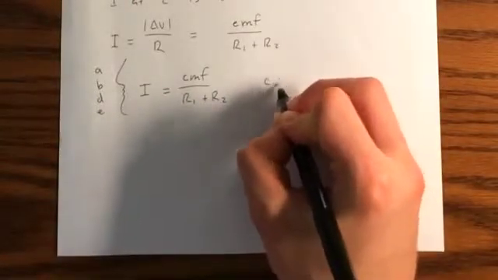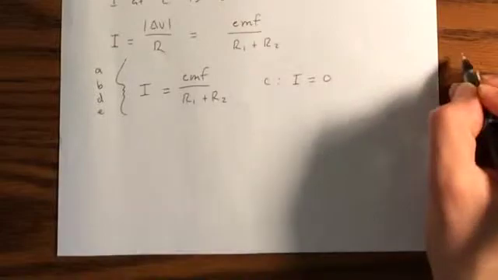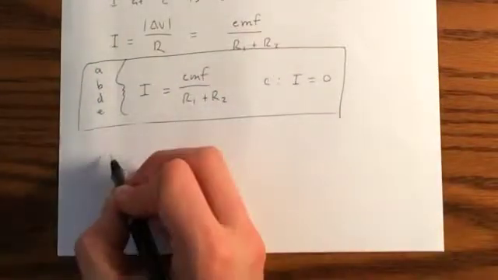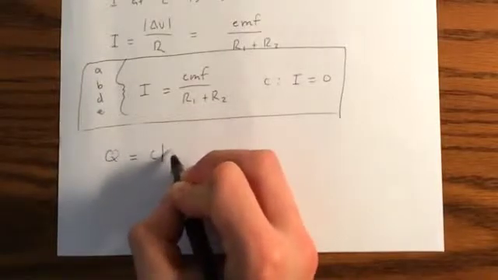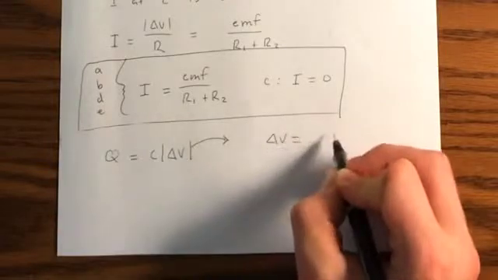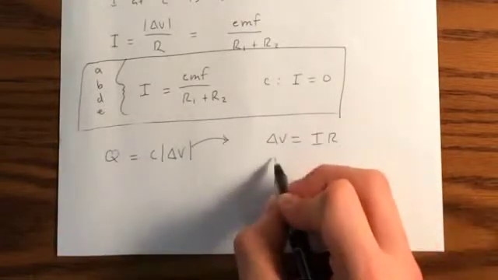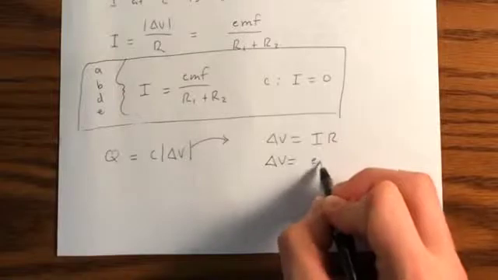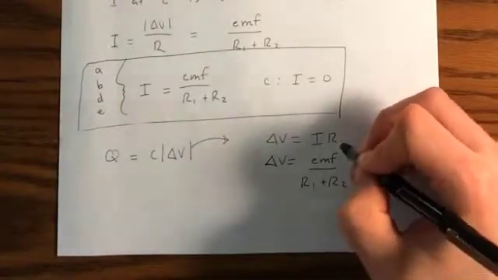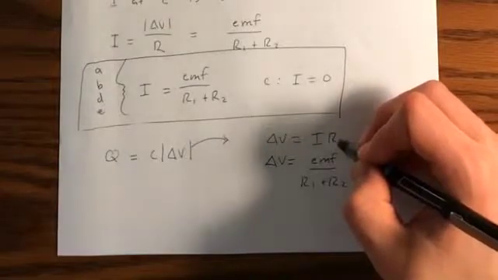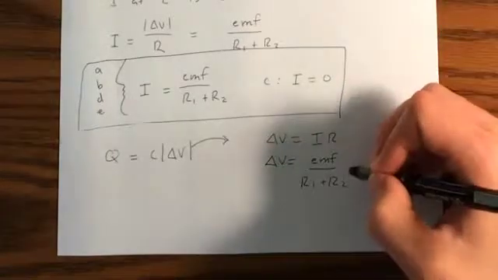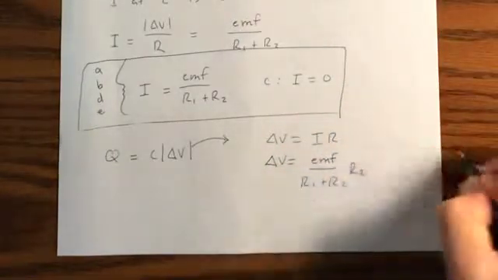For the point C, as I said, there's no current running through that capacitor because it's in the steady state, so that's just going to be a current of 0. Now for the charge on the capacitor, that's just the capacitance times the potential change, and we can get the potential change with I times R. R being R2 because that is the resistor in the circuit that contains the capacitor. That's going to be EMF over R1 plus R2, and the R is going to be R2, as we said.